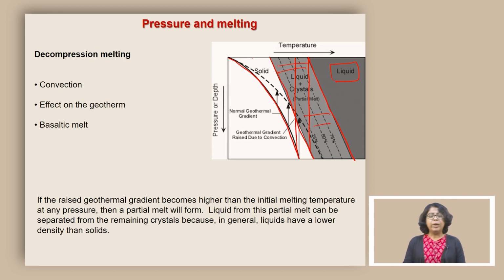And therefore, whenever you are decompressing something, or if you are reducing the pressure without changing the temperature, it will have the tendency of melting. And if the raised geothermal gradient becomes higher than the initial melting temperature at any pressure, then partial melt will form, and liquid from this partial melt can be separated from the remaining crystal, because in general liquids have a lower density than solids, and thereby the magma will evolve its composition.